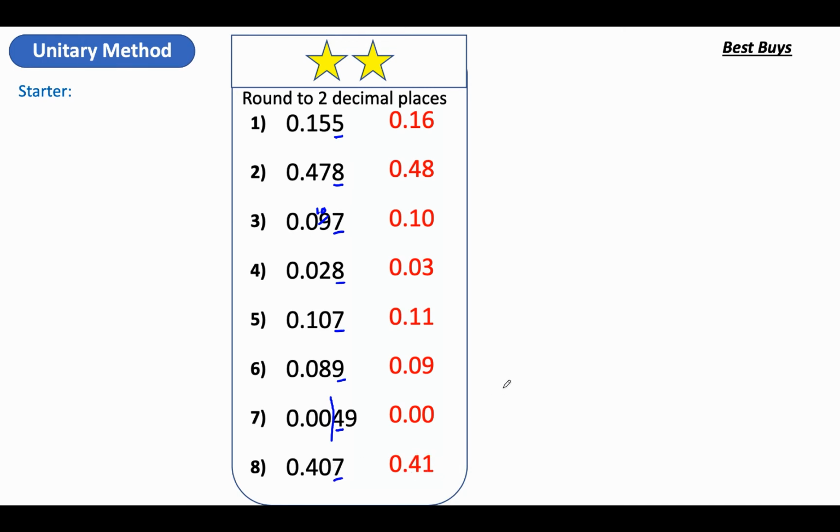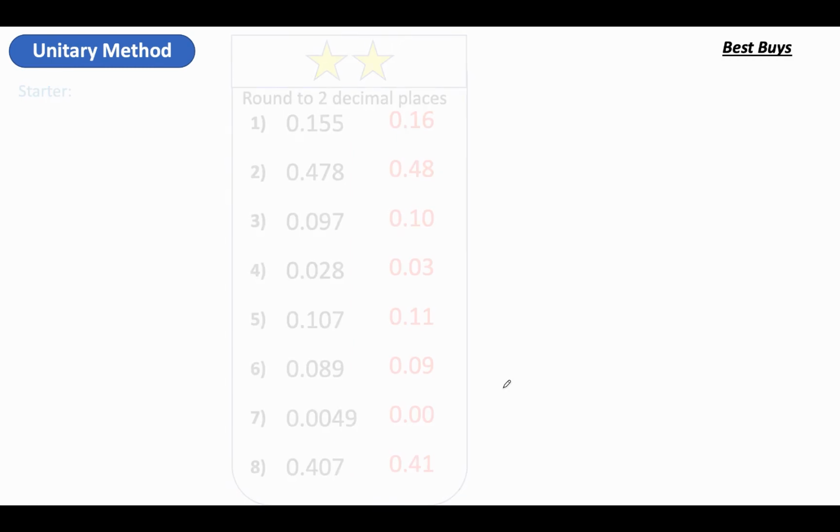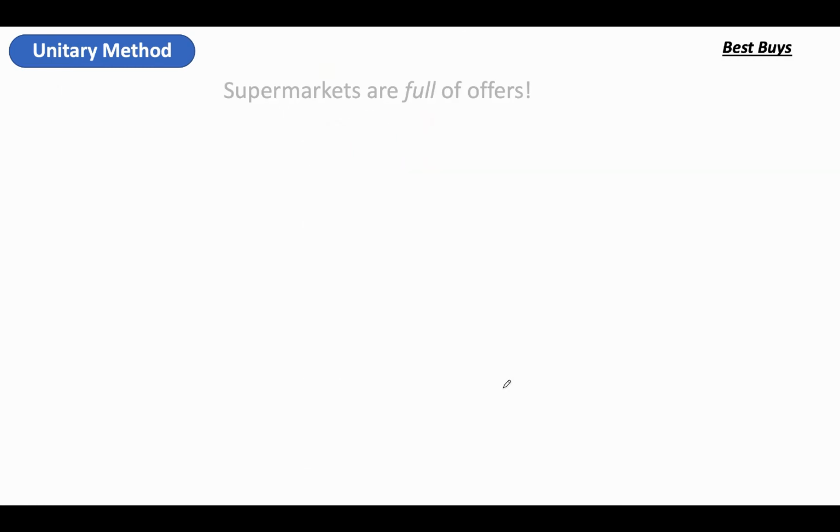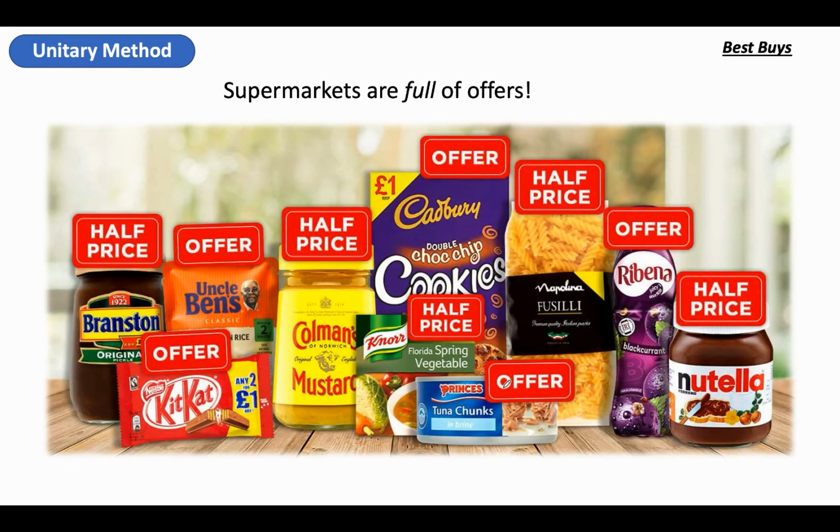Okay, bit of a reminder about rounding, but let's move on. So, best buys. Now, supermarkets are full of offers. They are absolutely stuffed to the rafters with offers. You know, half price offers, just general offers, 2 for £1, maybe, you know, multi-buy offers, maybe a percentage off, a fixed price offer, all sorts of different things, okay?